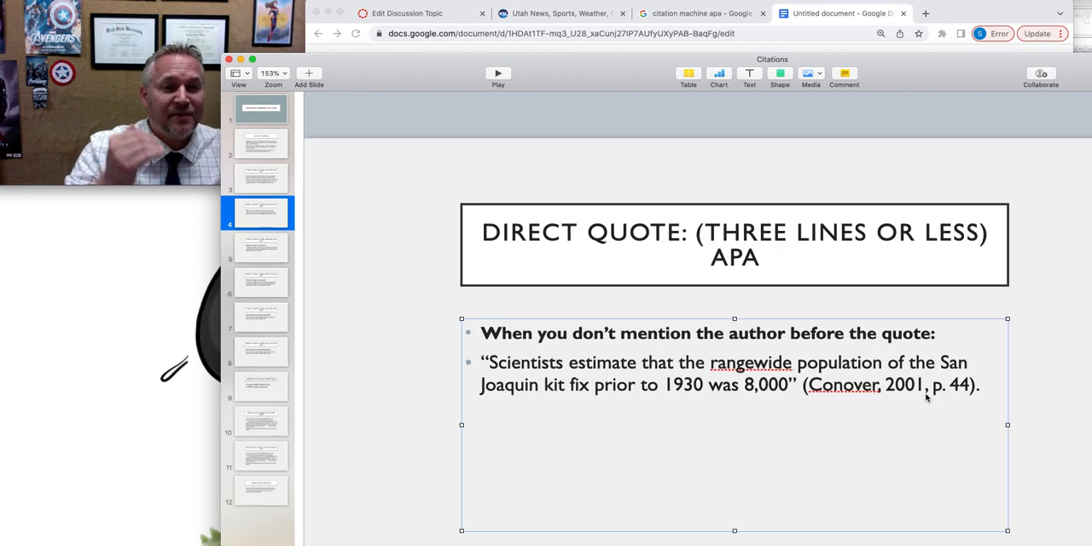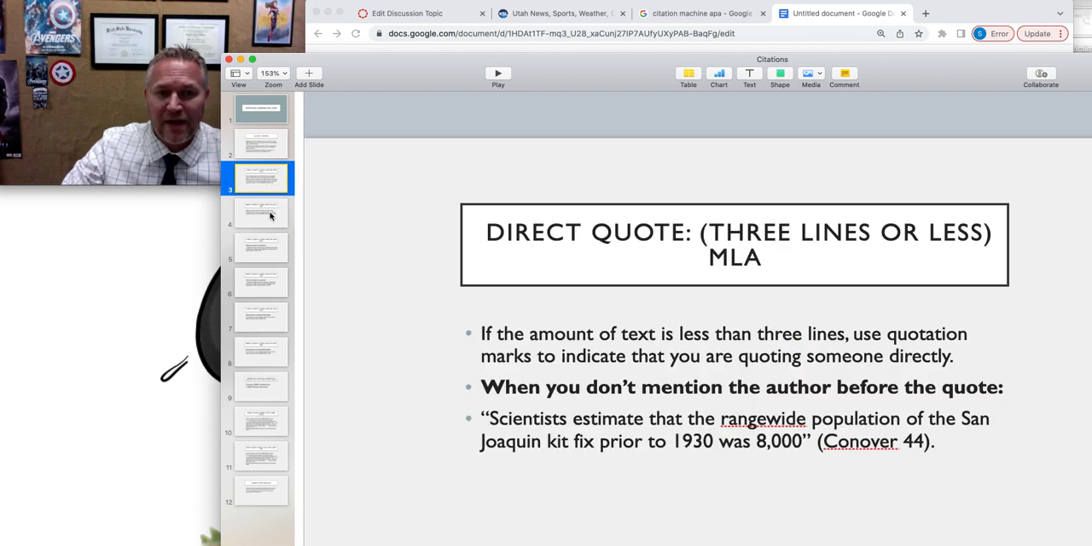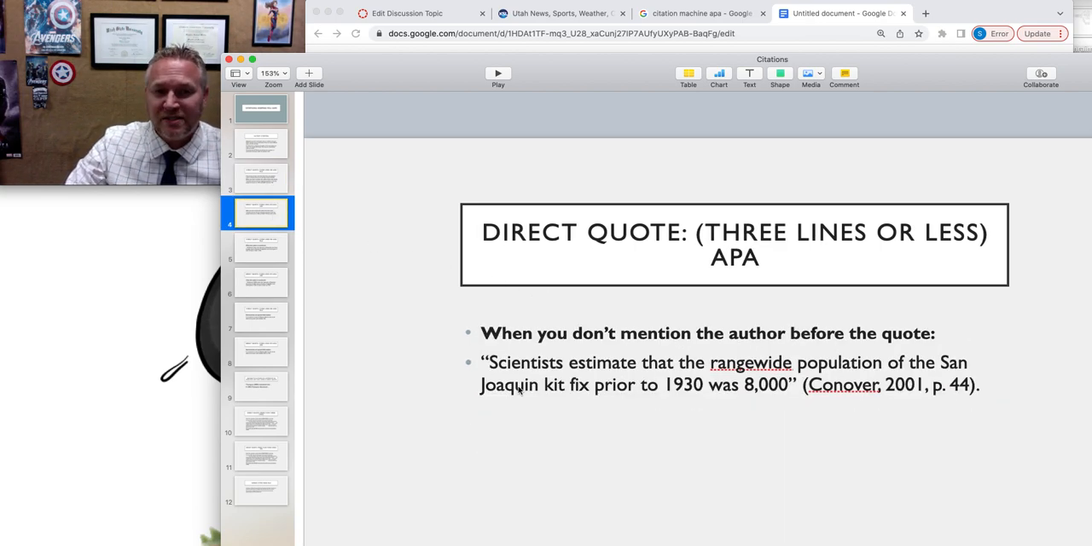APA and MLA works cited pages work differently, and you will read the chapter and take a look and see the rules for that, okay? But for a direct quote, whether MLA or APA, if you don't tell us the author's name before the direct quote, you have to put the author's last name in this in-text citation or parenthetical note. Okay? Hopefully that makes sense.